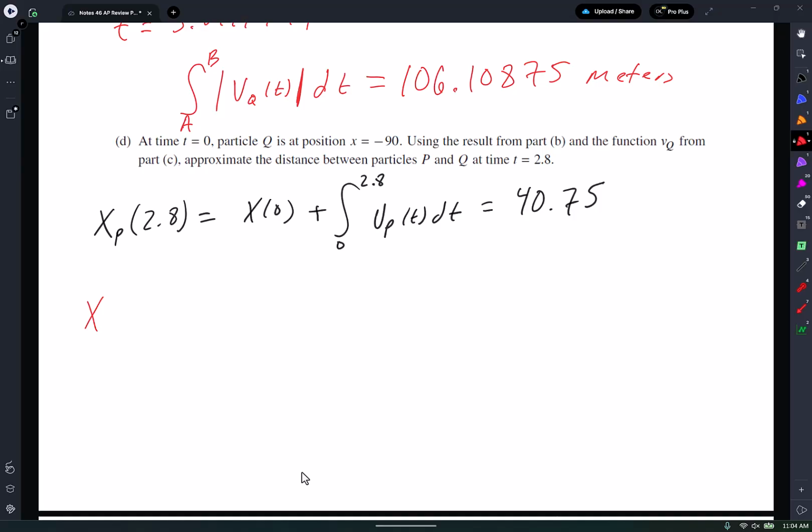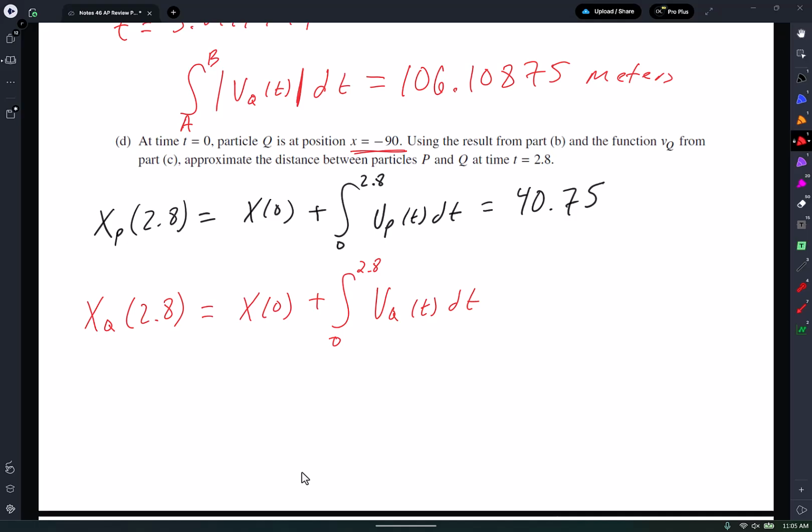X of Q. So hopefully by now this is turning into automatic. X of Q at 2.8 is equal to X of 0, which was, no, not for Q, negative 90, from 0 to 2.8, and then what do I put inside here? V of Q. You probably don't have to put the parenthesis T, that just means it's with respect to T. You could have just put V of Q dt, but that's fine.